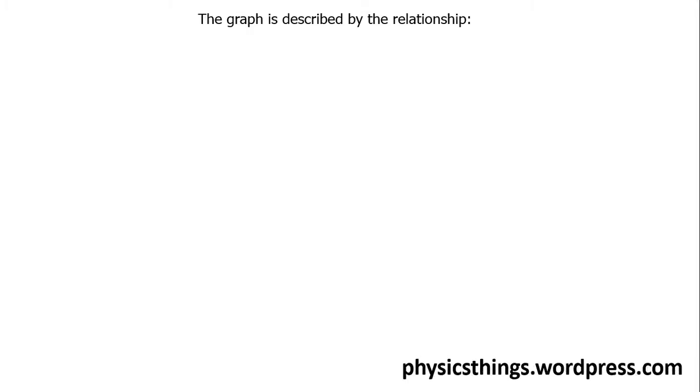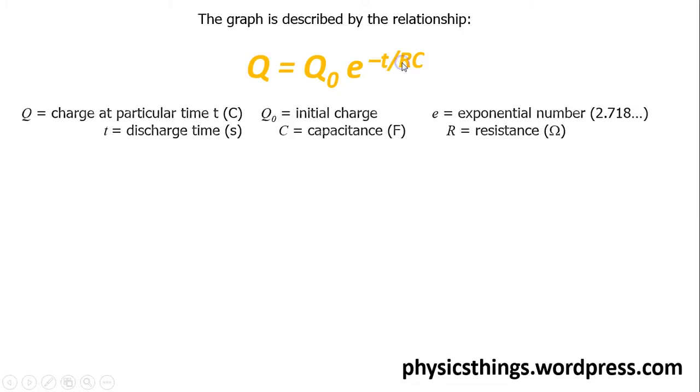Now, the graph can be described by a very special relationship. And we know it's going to be an exponential graph, so we get the exponential function Q, so our charge at a particular time that we're setting, is equal to the original charge, Q naught, e to the power of minus t, that's how long it's been discharging for, divided by the resistance of the resistor in the circuit and the capacitance of the capacitor, RC. e is just an exponential number. You don't need to remember it. You can just press the e button in your calculator, which I'll show you later.